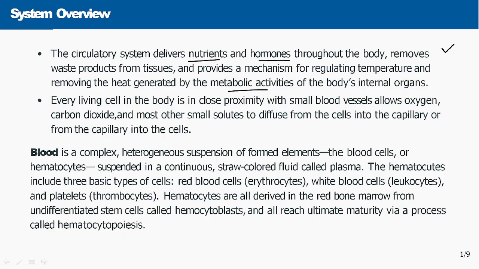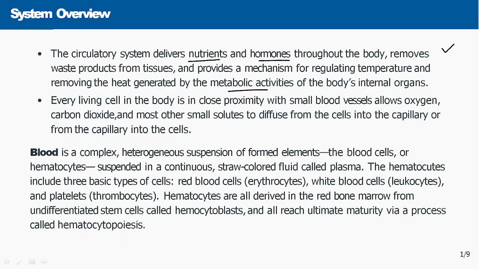So these blood vessels allow oxygen and carbon dioxide to be exchanged. Most of the small solutes diffuse across these two membranes, the cell membrane of each cell and the capillaries of blood vessels, from the cell into the capillary or the capillary into the cell, in both ways. So this circulatory system is otherwise known as the cardiovascular system, because its main organ is the heart.